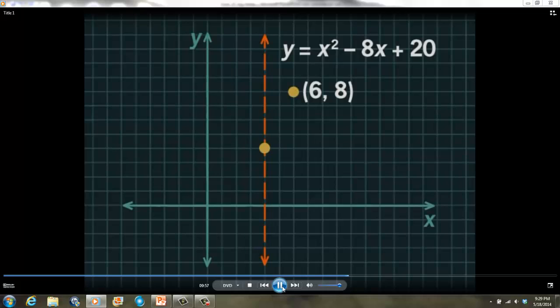We know that the vertex is 4, 4, and that the point 6, 8 is on the parabola. How can we find another point on the parabola?